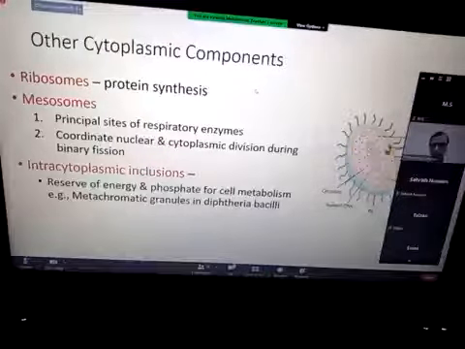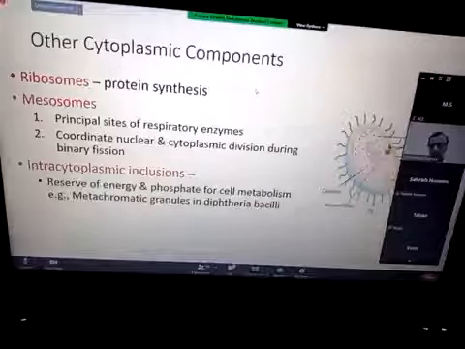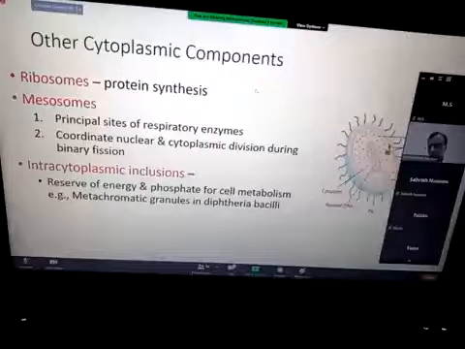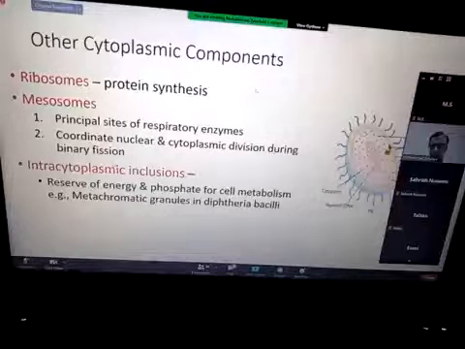macrolides act on this and inhibit protein synthesis. So there's a mesosome, which is an invagination of the plasma membrane, and it's a site for respiratory enzymes to work, and it coordinates with nuclear and cytoplasmic division during the binary fission.